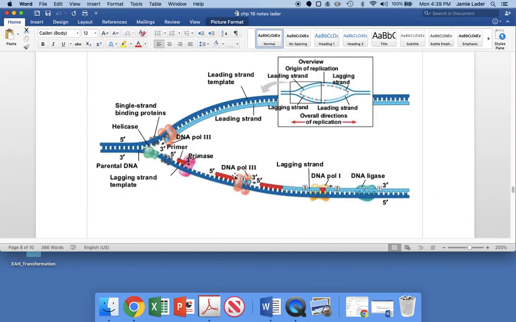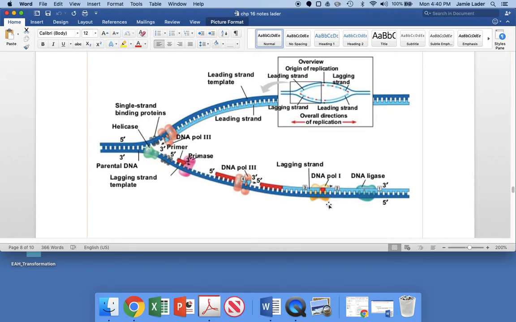So you're going to build it in fragments. And polymerase 1, DNA poly 1, is going to convert those RNA to DNA. That red there represents RNA nucleotides, in case you haven't guessed. And ligase is the last enzyme, and what it does is it links together the Okazaki fragments. It's going to form covalent bonds, phosphodiester bonds, between the backbone of that molecule right there.